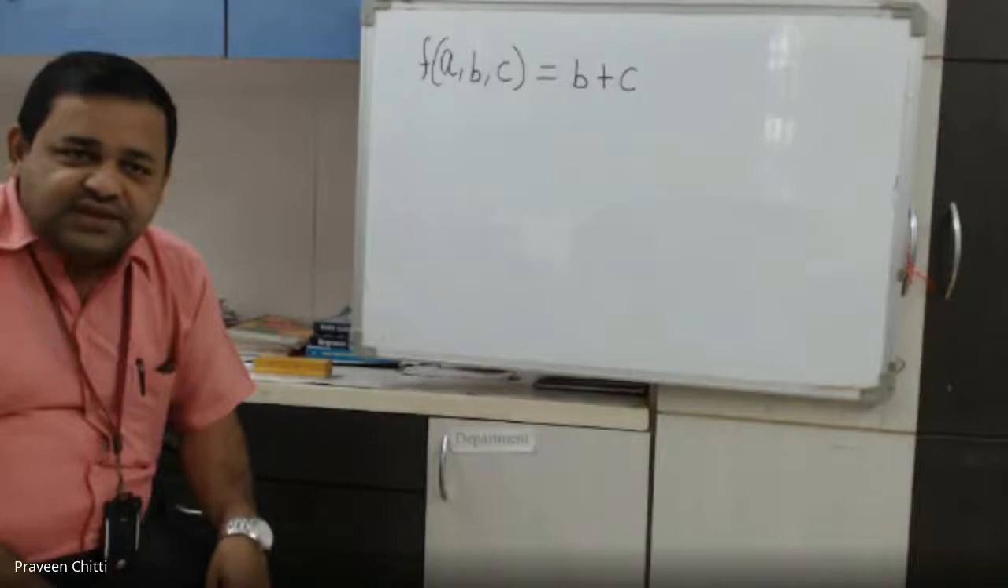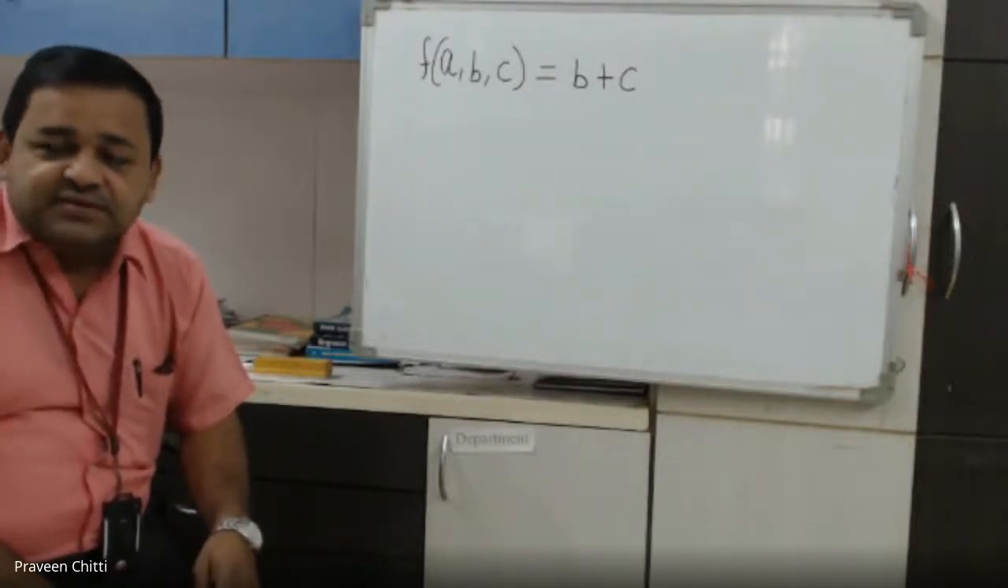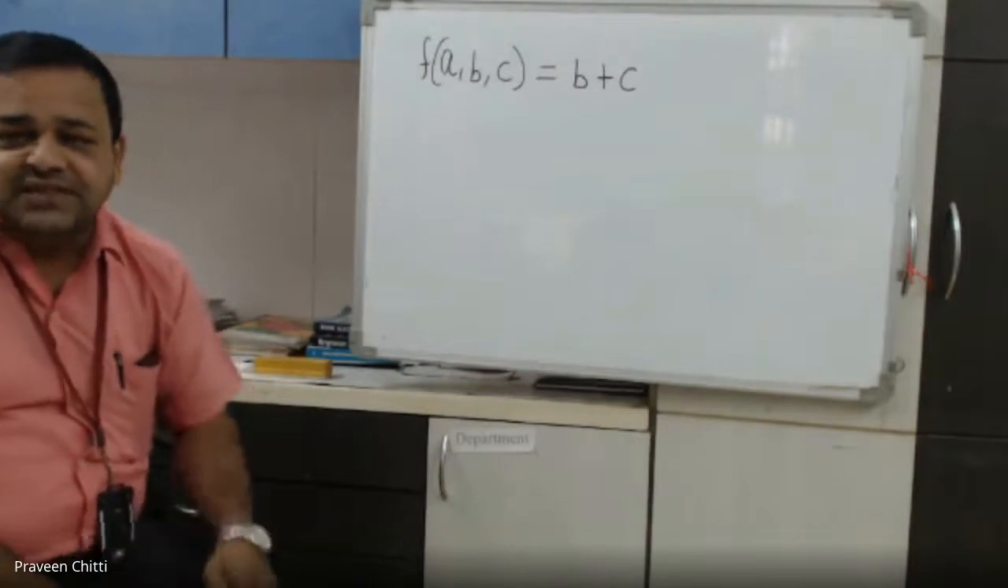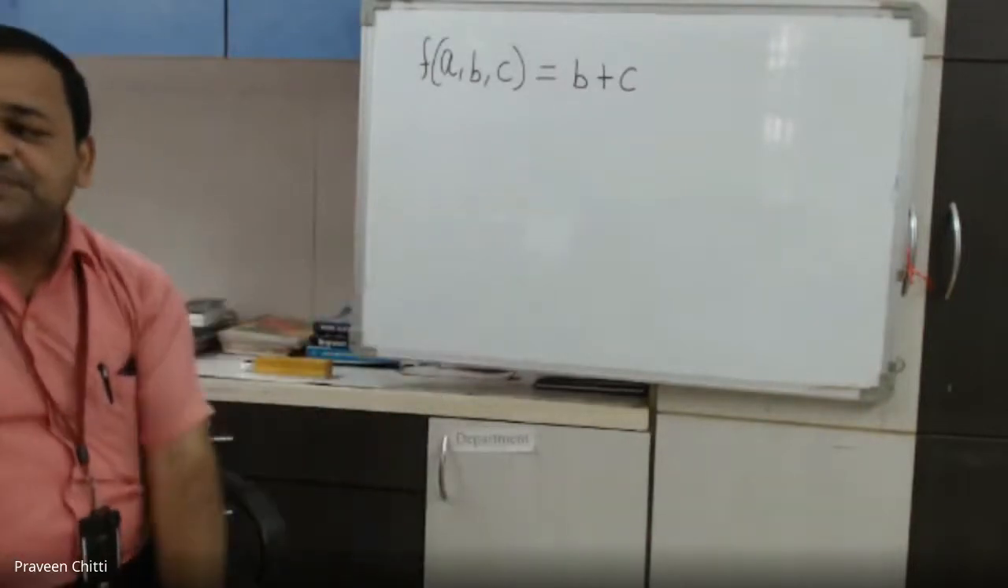Write the K-map for the following Boolean expressions and verify the answer. What is the expression given? F of a, b, c equals b plus c. Okay, this is a simplified expression given.